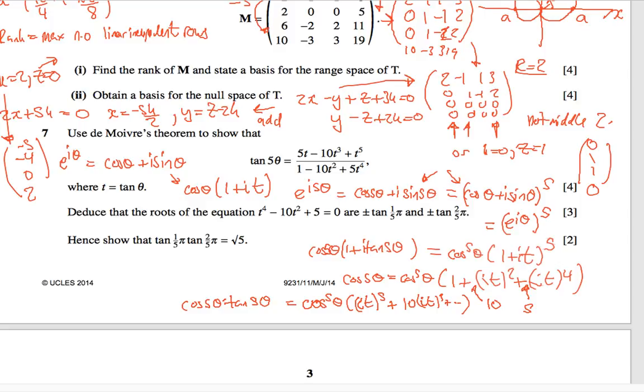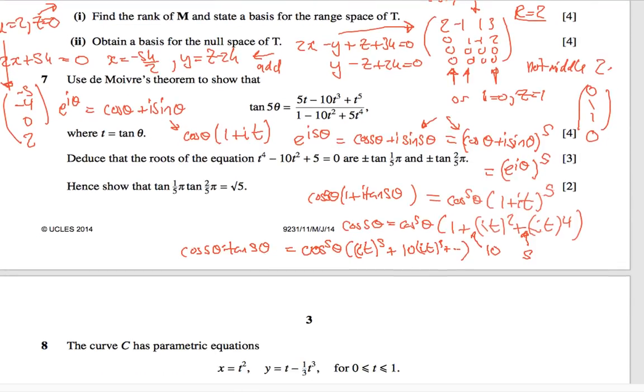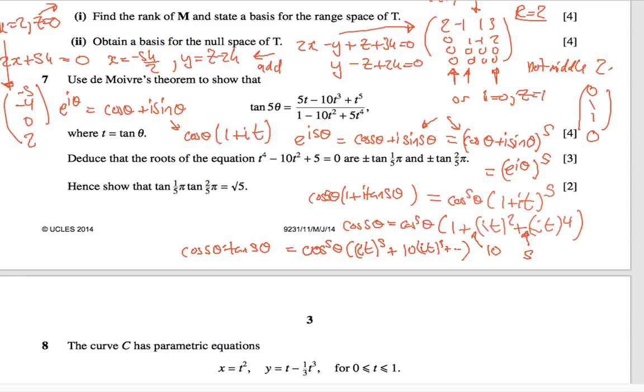Okay? The next part of the question is completely unrelated to the previous part, it just wants to know what the roots of this are, which is not too bad at all. All you need to do is solve this equation as you would any other quadratic equation. So t to the 4 minus 10t squared plus 5 equals 0 is the same as saying (t squared minus 5) squared. So you're just completing the square.